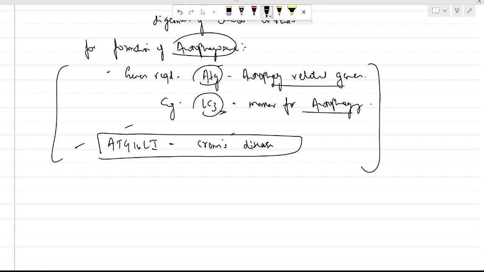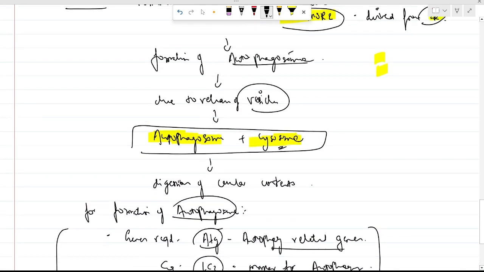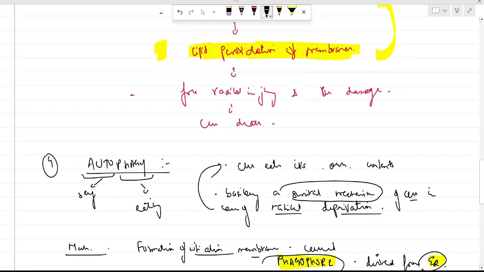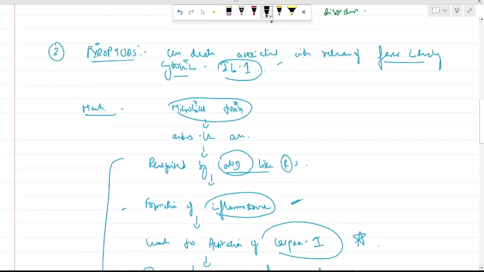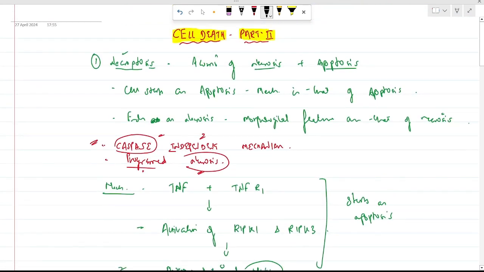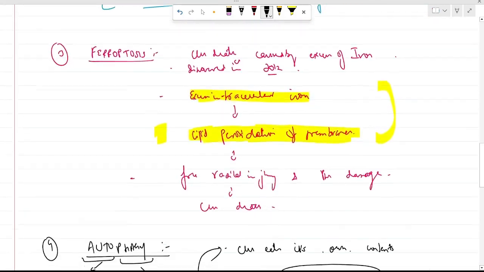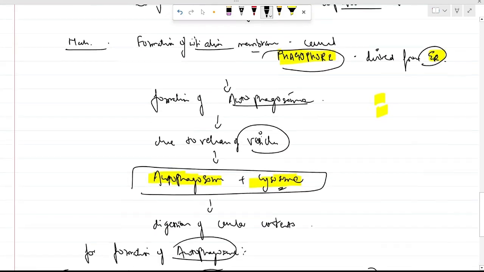Okay, this was all about the discussion in this second part of cell death. First was necroptosis, then there was pyroptosis, ferroptosis, then there was autophagy. It's a small topic, but some questions can be asked from these small discussions.